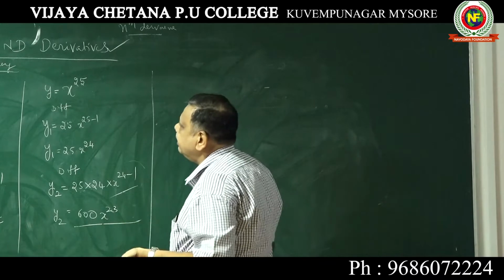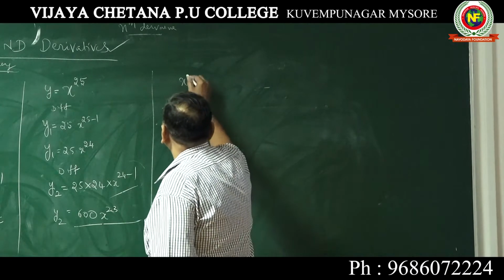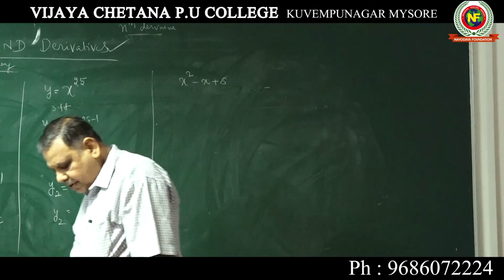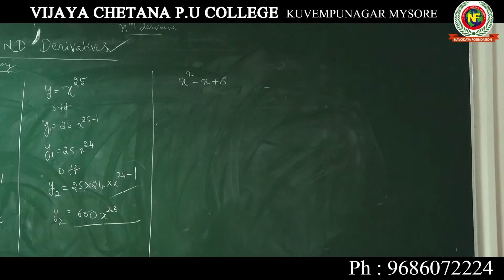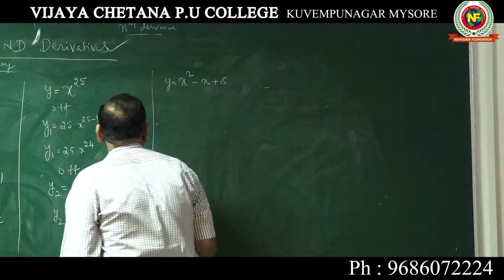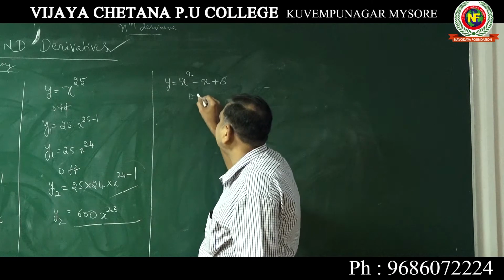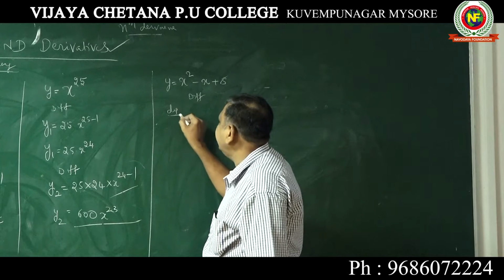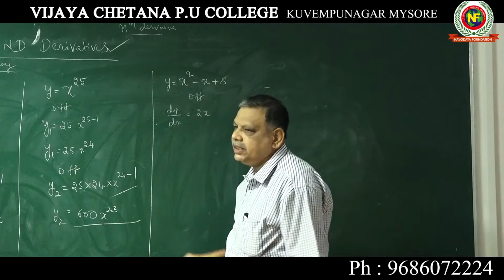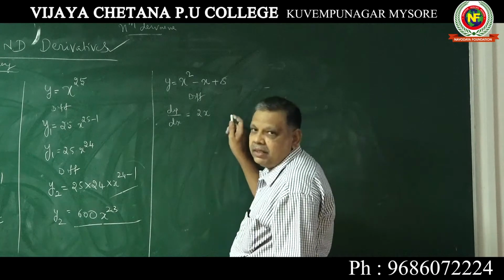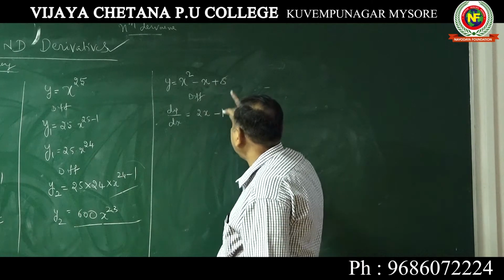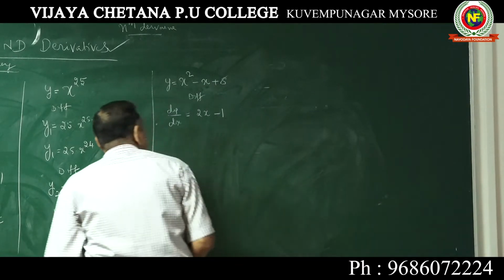Okay, next one you can take. Find the second derivative of x square minus x plus 8. Take it as y. Now, differentiate this one. Find dy by dx. dy by dx is, first is 2x. x square differentiation is 2 into x to the power of 2 minus 1, minus 1. That's all. The differential quotient of x is 1, and that is 2x minus 1.